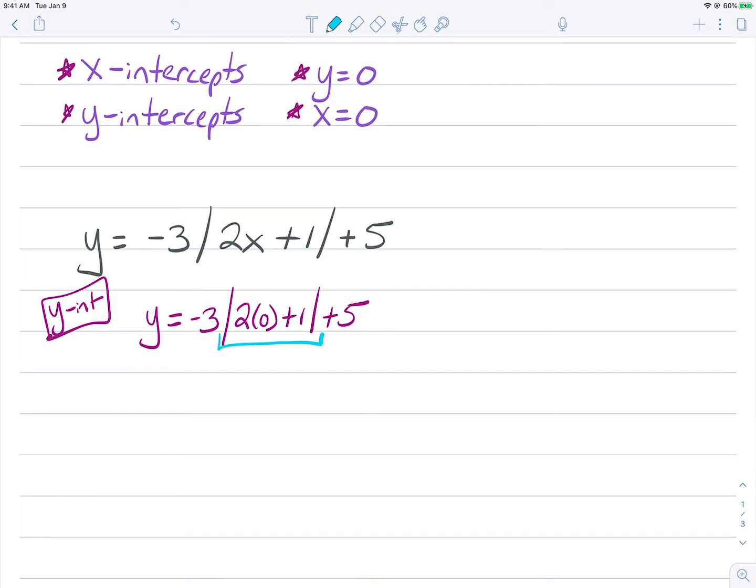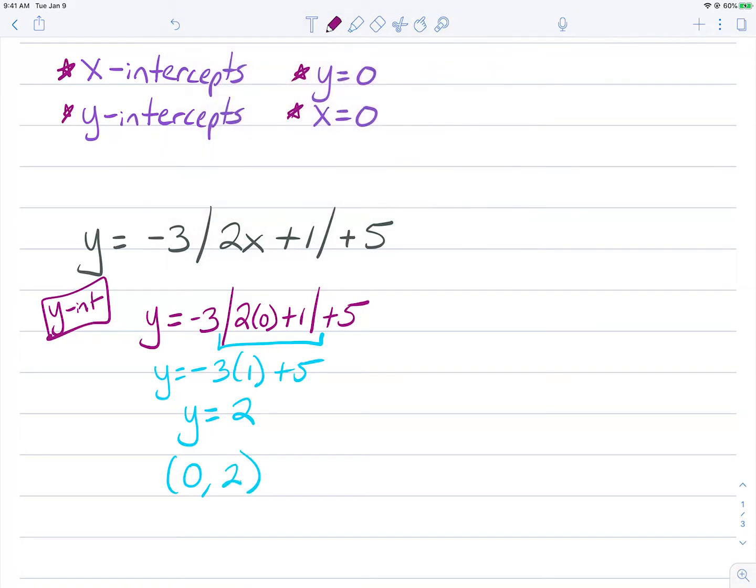So first I'm going to figure out the answer inside my absolute values. 2 times 0 is 0, plus 1 is 1. And the absolute value of 1 is 1. So I have -3 times 1 plus 5, which means that y equals -3 plus 5, which is 2. So this crosses the y-axis at (0, 2).